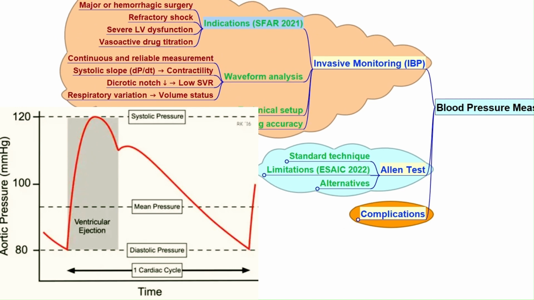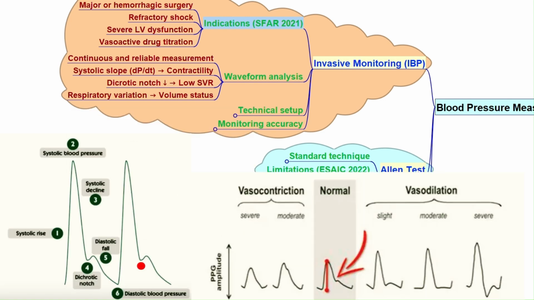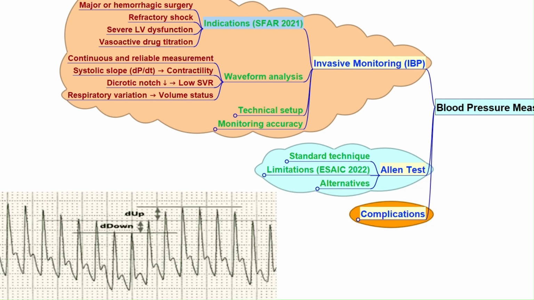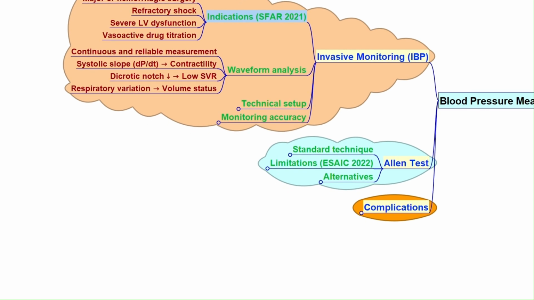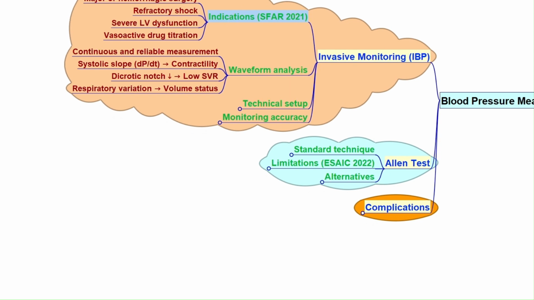For example, the upstroke slope reflects cardiac contractility. The systolic area under the curve relates to stroke volume. The dicrotic notch position gives information about vascular resistance, and respiratory variation in the waveform can reveal fluid responsiveness. So invasive monitoring does not only give numbers, it also provides rich diagnostic information through waveform analysis.